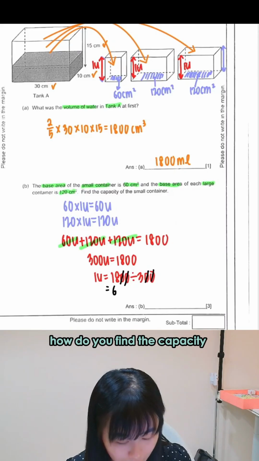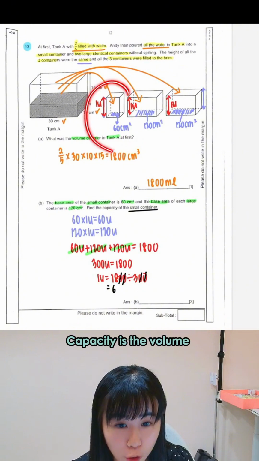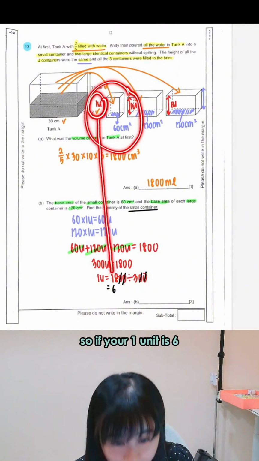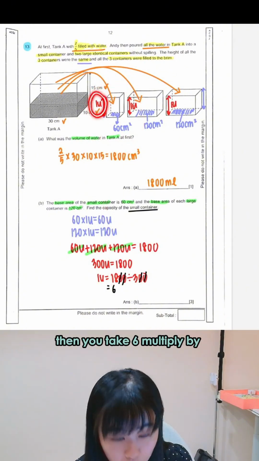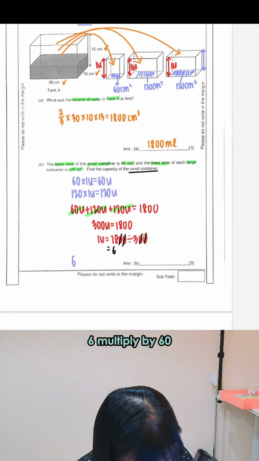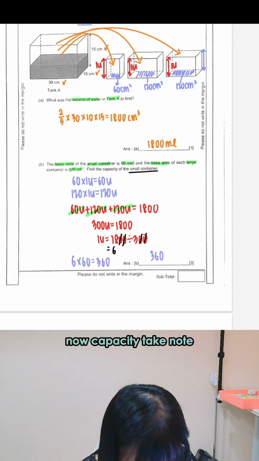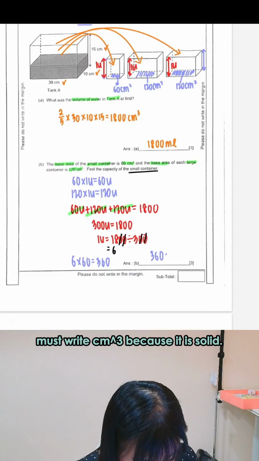How do you find the capacity of the small container? Capacity is the volume. So if your 1 unit is 6, then you take 6 multiplied by your base area of 60, you'll find the capacity. 6 multiplied by 60 will give you 360. Now capacity, take note, cannot write ml, must write cm cube because it is solid.